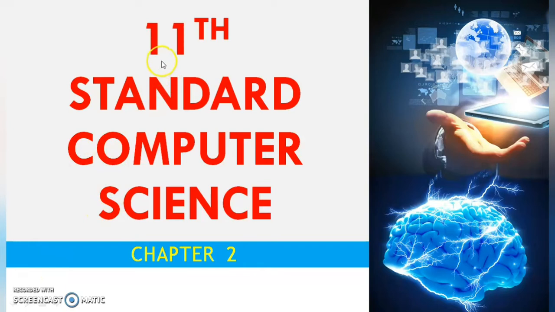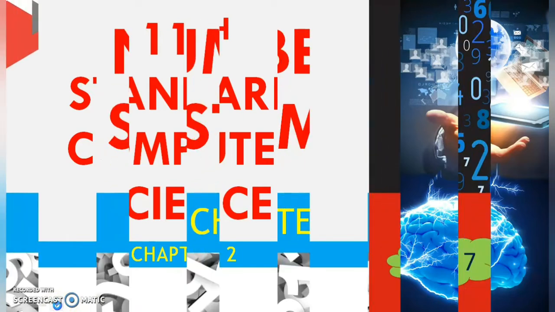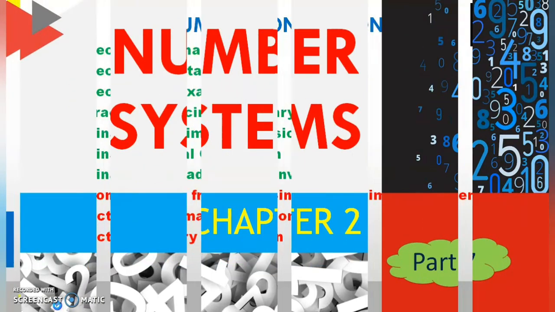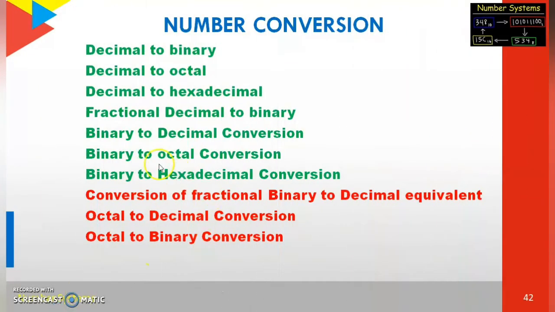Hello students, in this video we are going to discuss 11th standard computer science, chapter 2, number systems, part 7. In the previous video we discussed how to convert a binary number into decimal, octal and hexadecimal. Now in this video class we are going to discuss how to convert a fractional binary into a decimal number, as well as octal to decimal numbers and octal to binary numbers.